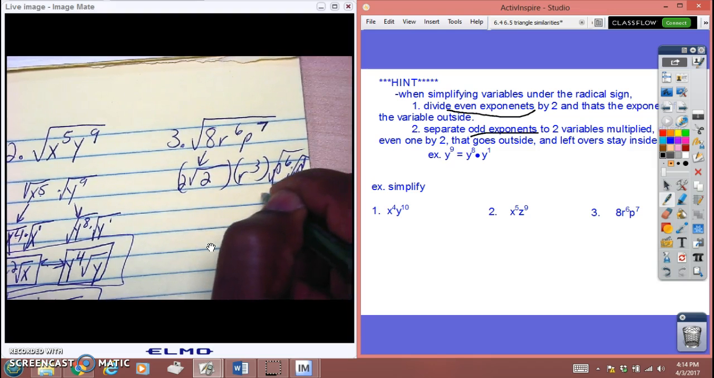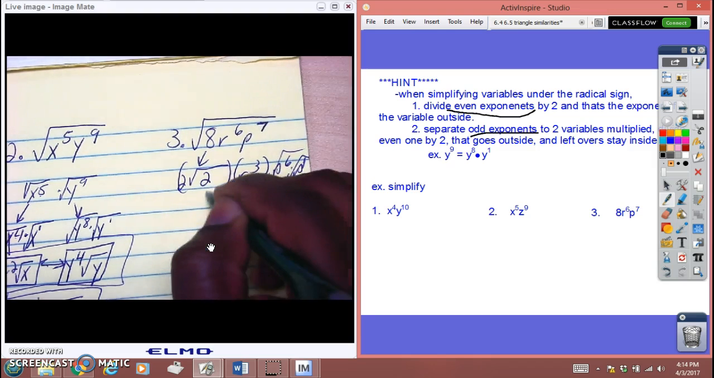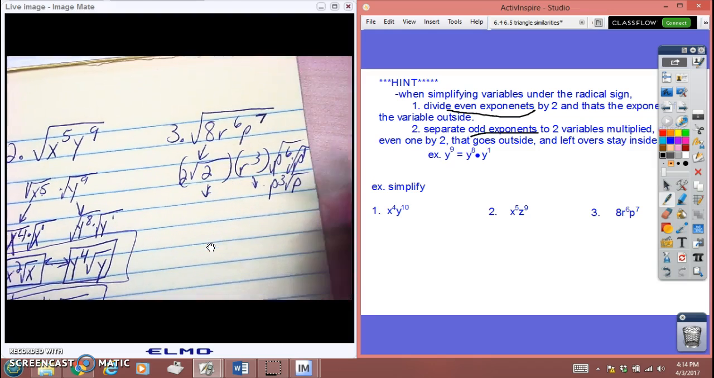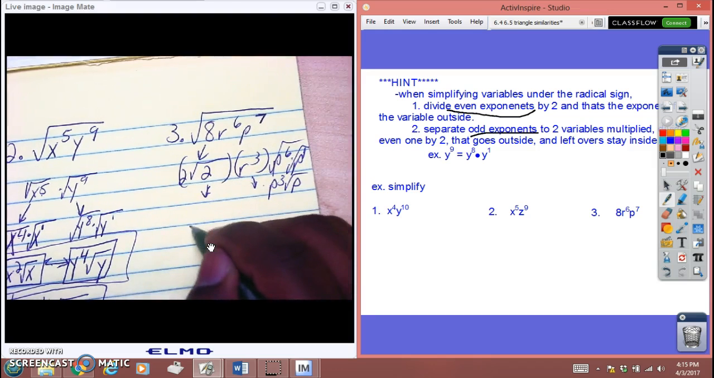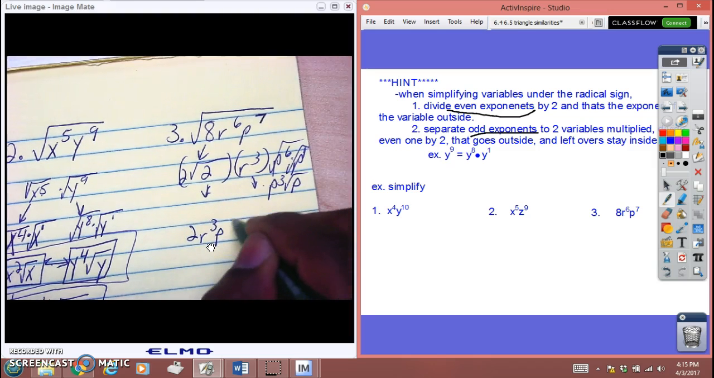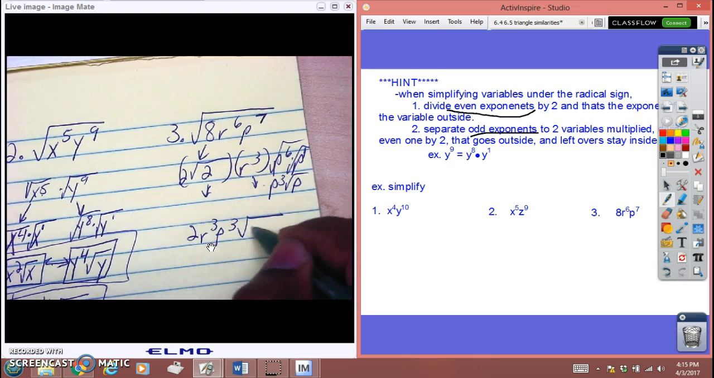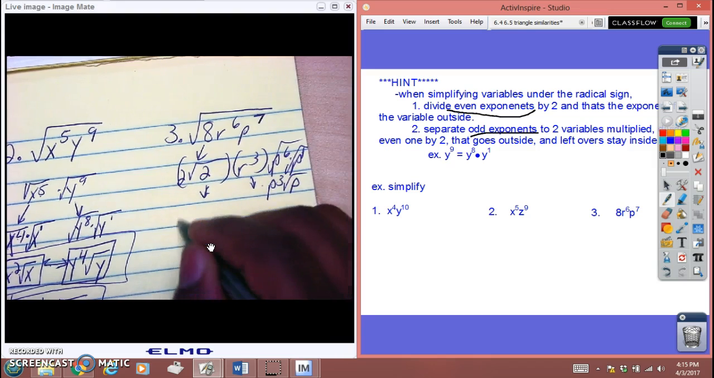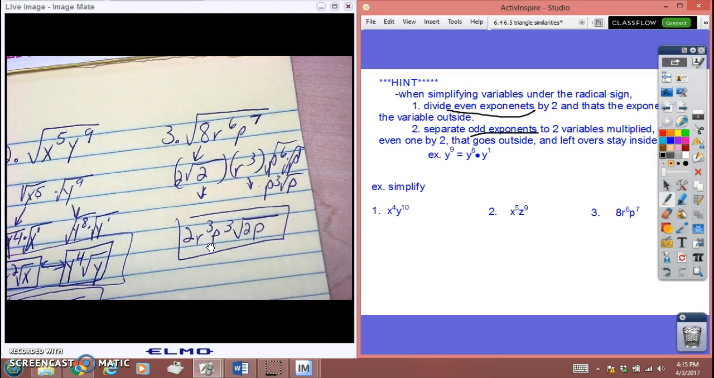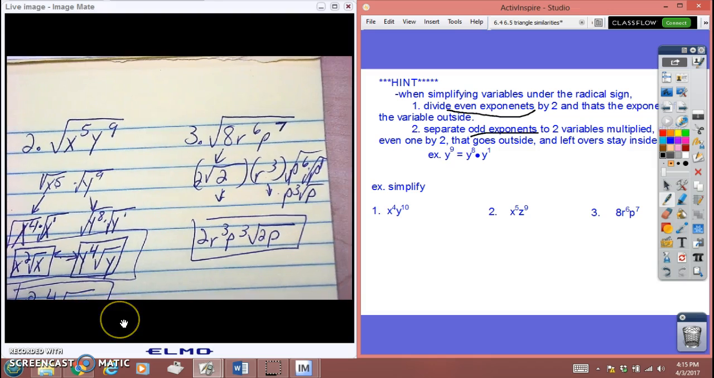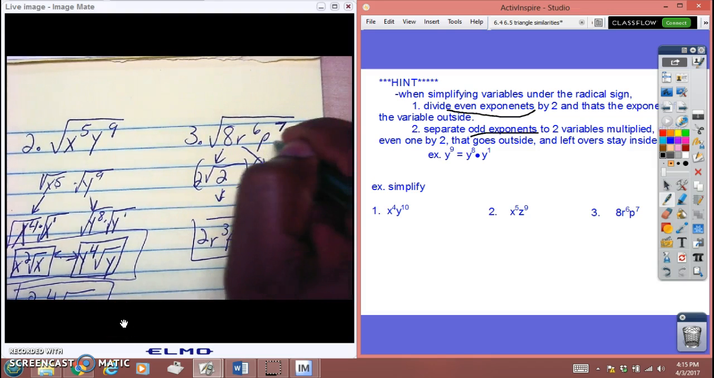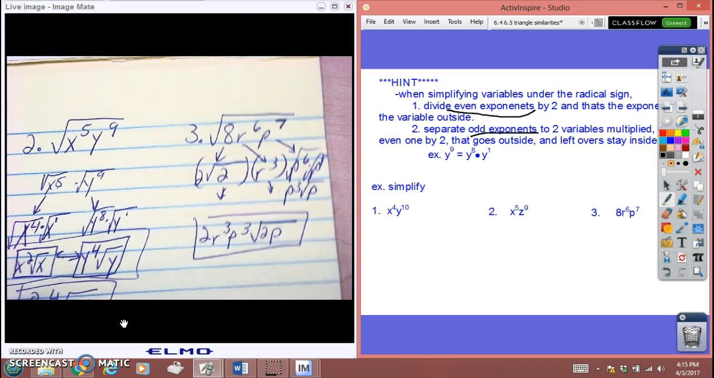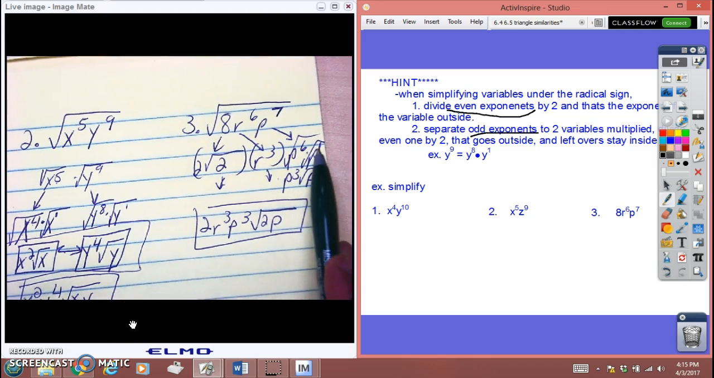So let's put it all together. Let's multiply all these together, and what do you get? Everything that's out of the radical is 2 r cubed p cubed, and what's underneath the radical? We got 2 and a p. Ta-da! So I showed you each one of those piece by piece where they came from. It's kind of messy over there. That's p to the 6th and p to the 1st. All right?